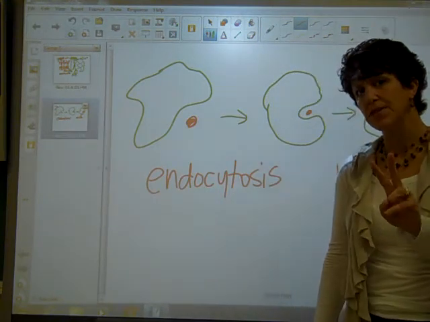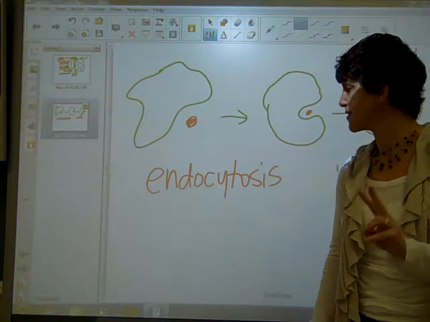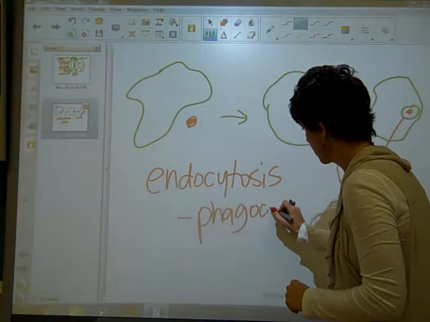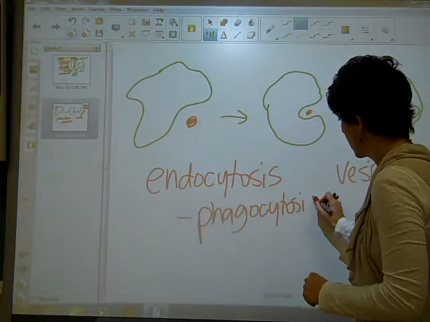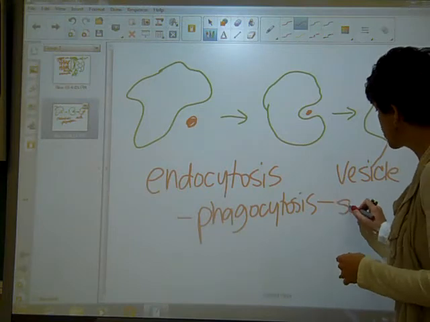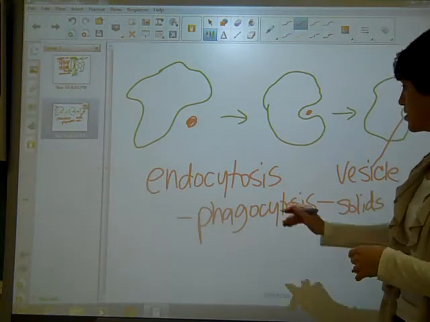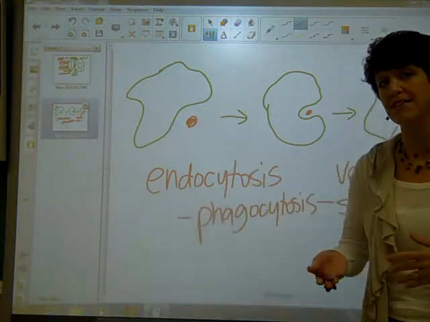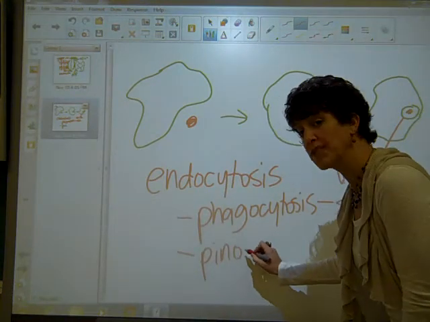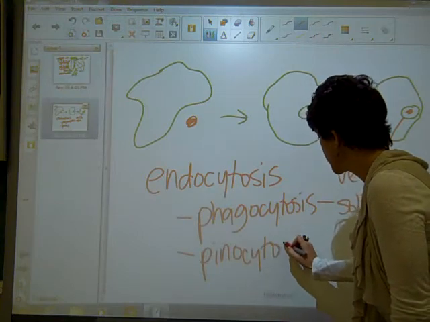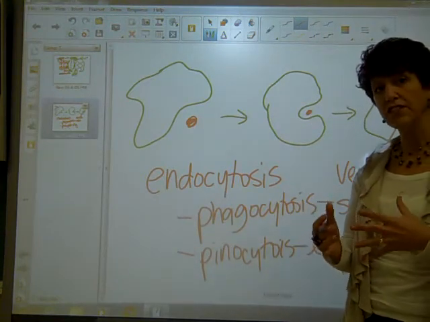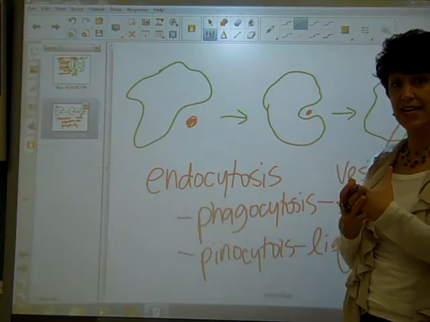There's two typical types of endocytosis that are discussed. One is phagocytosis. And phagocytosis usually is referred to as cell eating. It's usually solids. So potentially starch, something that doesn't dissolve well. Whereas the other type is called pinocytosis. Pinocytosis is usually taking in a liquid, dissolved solutes being surrounded and taken in.